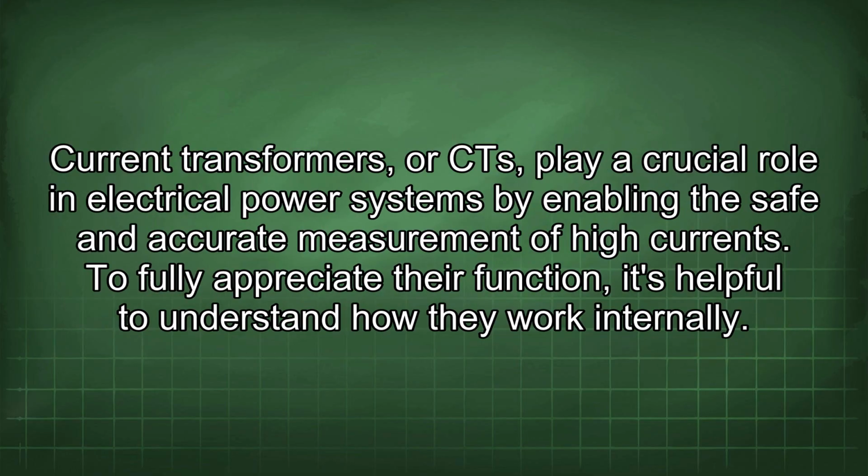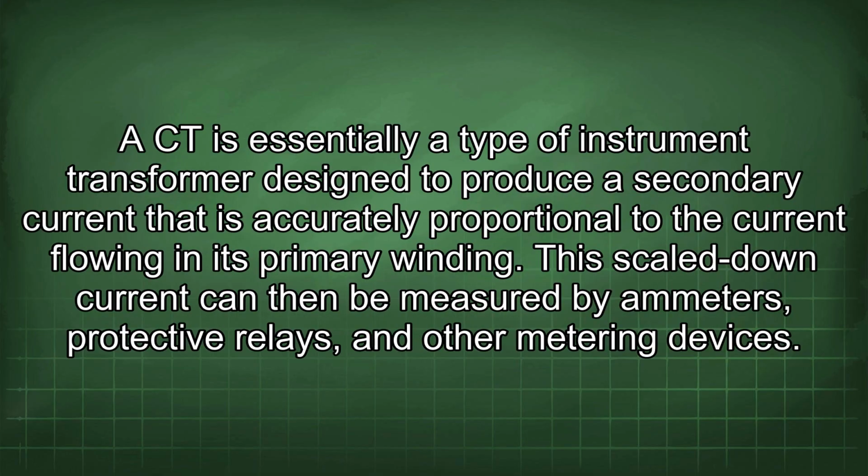Current transformers, or CTs, play a crucial role in electrical power systems by enabling the safe and accurate measurement of high currents. To fully appreciate their function, it's helpful to understand how they work internally. A CT is essentially a type of instrument transformer designed to produce a secondary current that is accurately proportional to the current flowing in its primary winding. This scaled-down current can then be measured by ammeters, protective relays, and other metering devices.